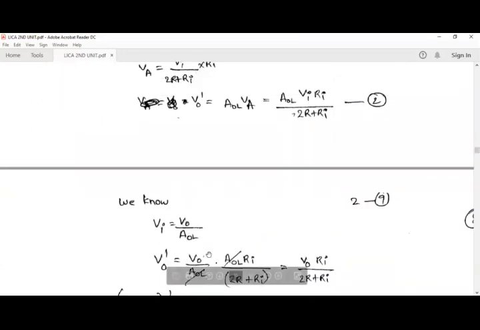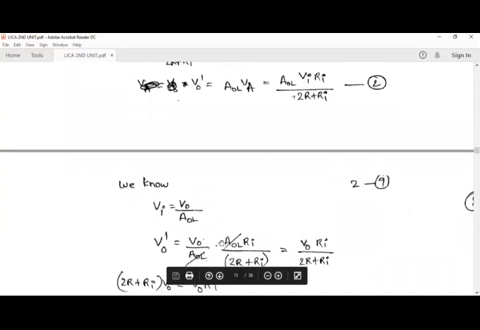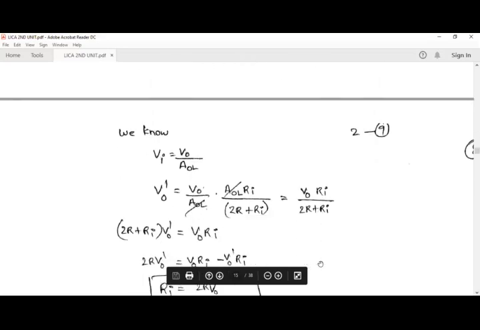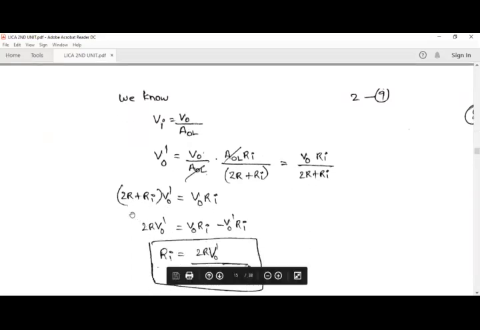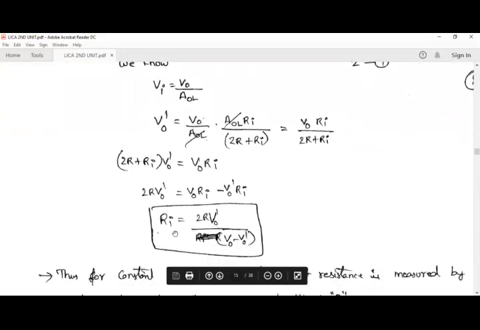In equation 2, we replace Vi with V naught by AOL. So V naught dash is equal to V naught by AOL into Ri divided by 2R plus Ri. AOL and AOL cancel, giving V naught into Ri divided by 2R plus Ri. Bringing 2R plus Ri to the left hand side, 2R plus Ri into V naught dash is equal to V naught into Ri. By solving this equation, we get the input resistance Ri is equal to 2R into V naught dash divided by V naught minus V naught dash.